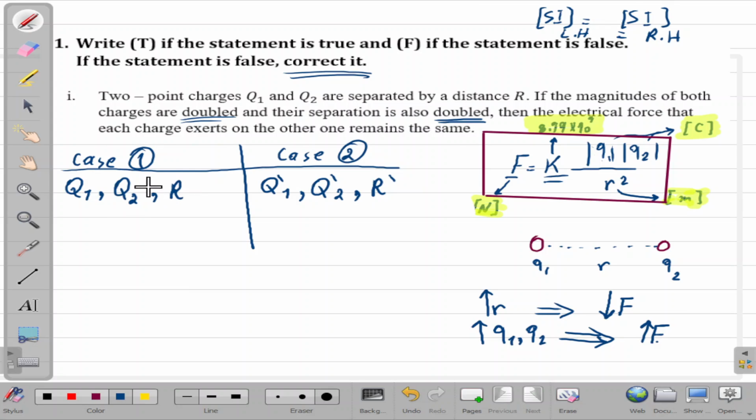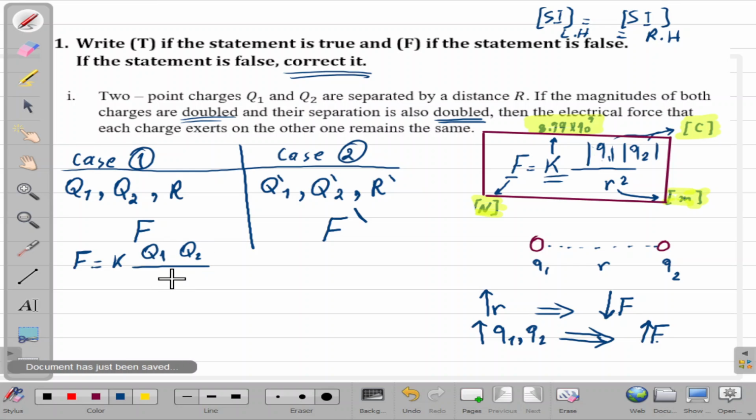Notice that in the question there is a relationship between Q1 and Q prime 1, Q2 and Q prime 2, R and R prime. Therefore, we will try to find the relationship between the old force, due to this information, and the new force, due to this information, knowing that the old force is given by K Q1 Q2 over R squared.